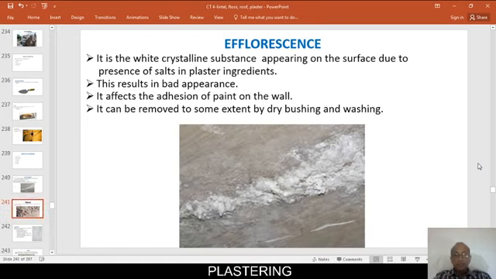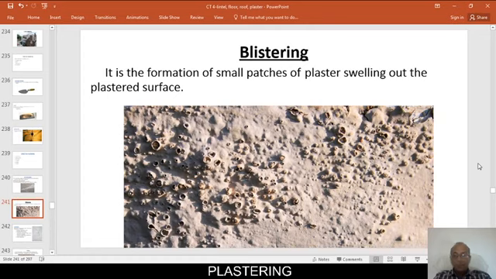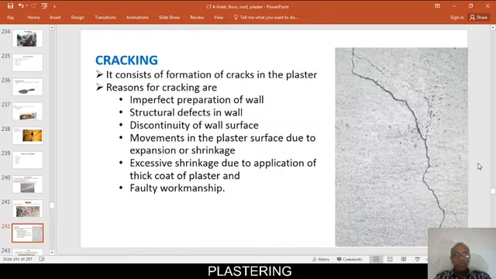Now next we will see what is blistering. You can see what blistering is from the figure, and it is very evident. It is the formation of small patches of plaster swelling after the plastering of the surface. After drying up, you can see some portions going out, and you can see some holes in the plaster. So this is blistering, and it is very dangerous for a plastered surface.